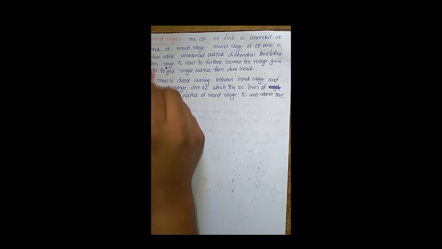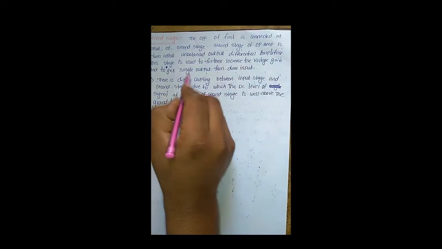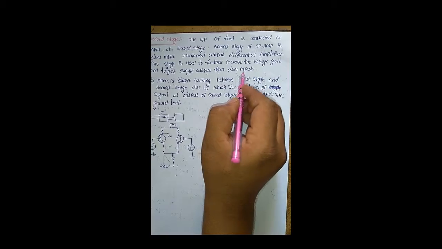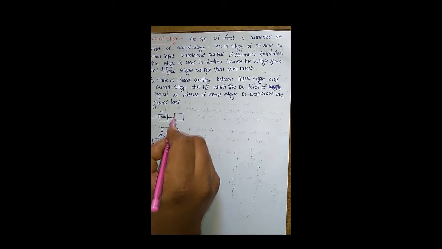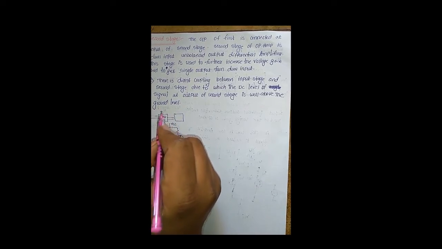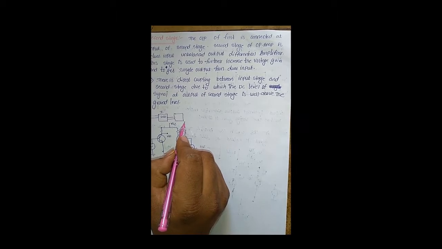The third point: this stage is used to further increase the voltage gain and to get a single output from the dual input. In the first stage we also use a differential amplifier, but it does not produce our required gain. Therefore, this output is given to the input of another differential amplifier, so the second stage differential amplifier provides our required voltage gain. That is the reason we use a differential amplifier in both the first stage and the second stage.